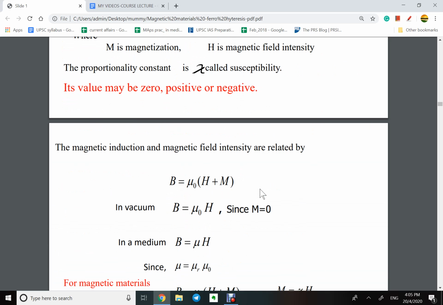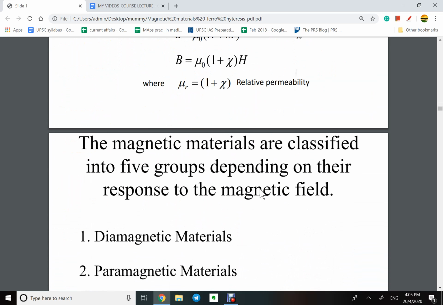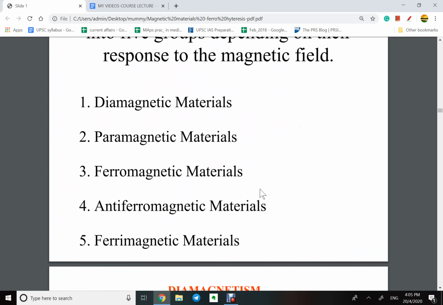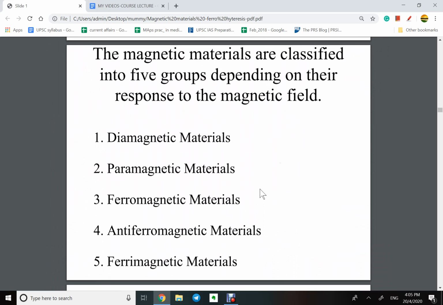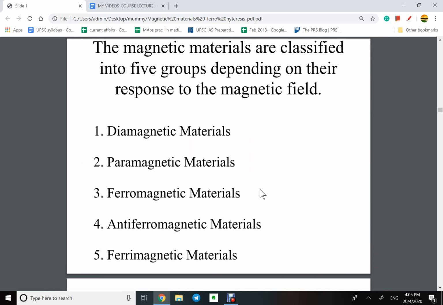Next we go to the types of magnetic materials. Magnetic materials are classified into 5 groups depending on their response to the magnetic field. They are diamagnetic materials, paramagnetic materials, ferromagnetic materials, antiferromagnetic materials, and ferrimagnetic materials.